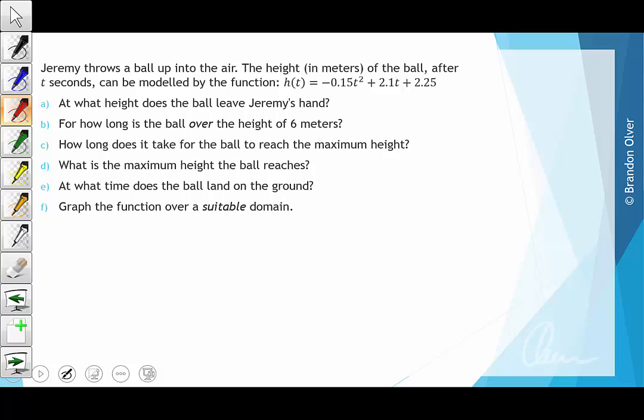Jeremy throws a ball into the air. The height in meters of the ball after t seconds can be modelled by the function h of t is equal to negative 0.15 t squared plus 2.1 t plus 2.25. Now that we have a function that models the real world scenario, we can answer different questions about it.